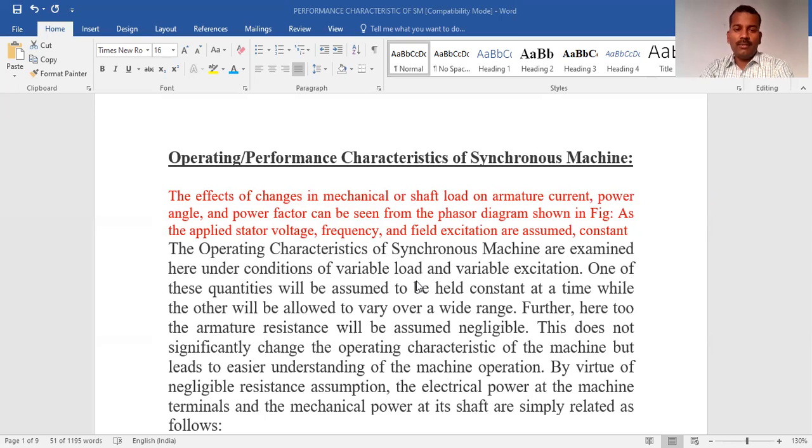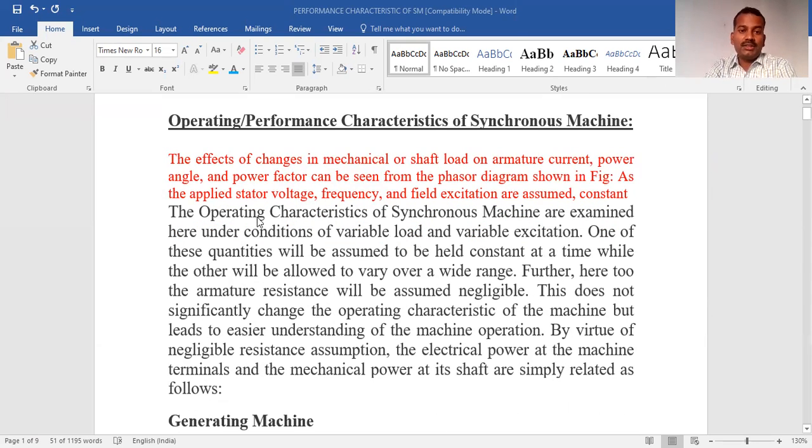The effect of changes in mechanical or shaft load on armature current. We are talking about the synchronous machine. The effect of changes in mechanical or shaft load on armature current, power angle and power factor can be seen from the diagram shown in the figure below, as the applied stator voltage, frequency and field excitation are assumed constant.